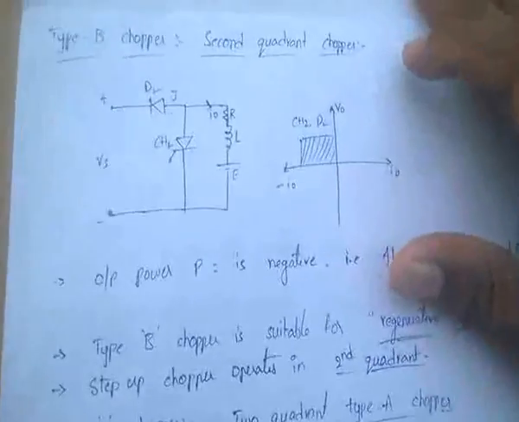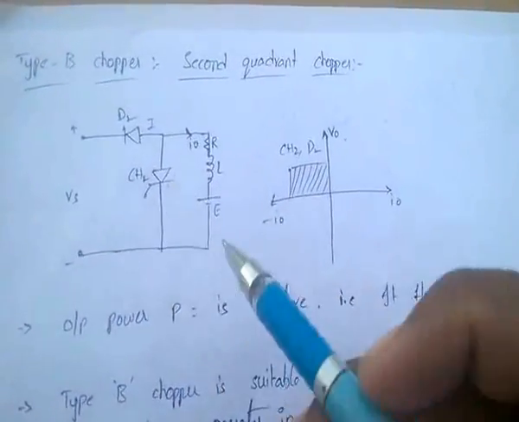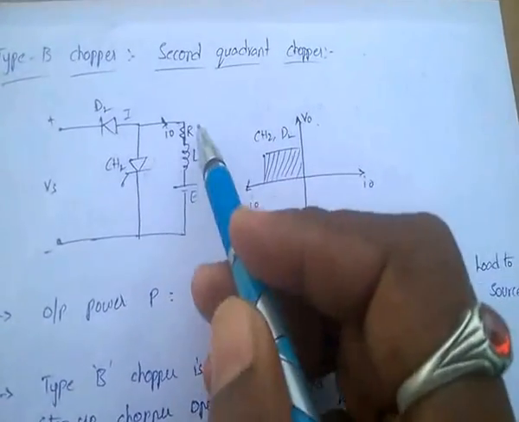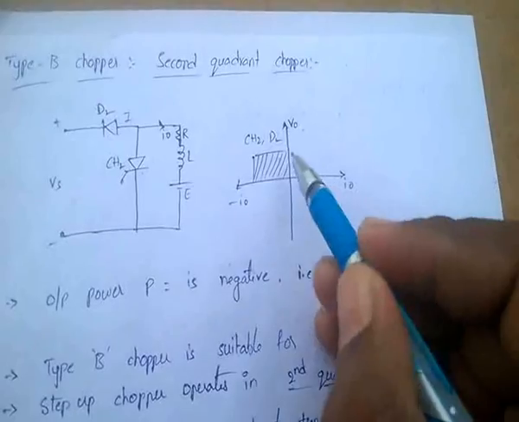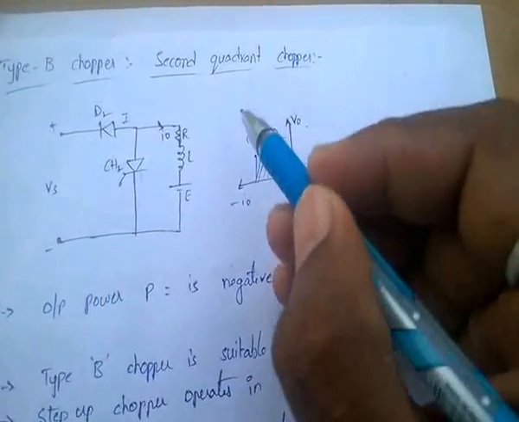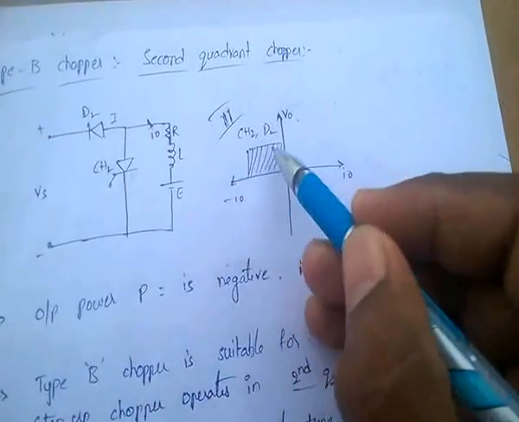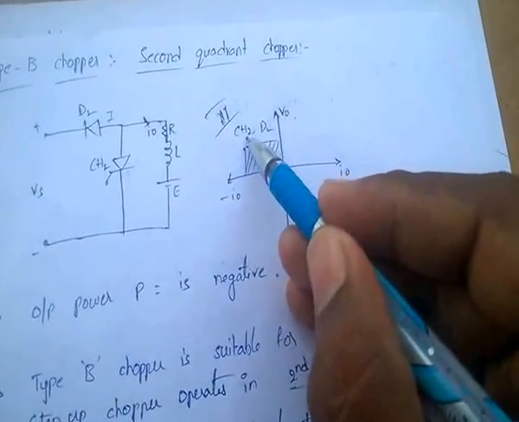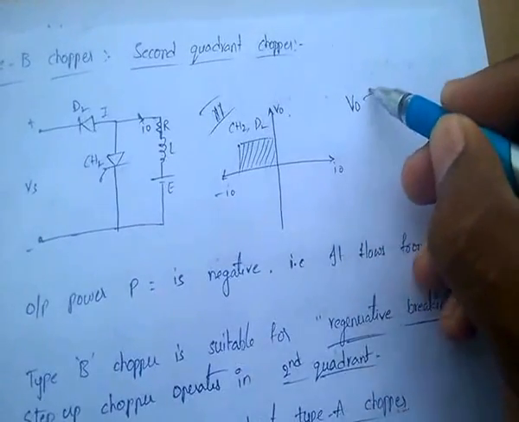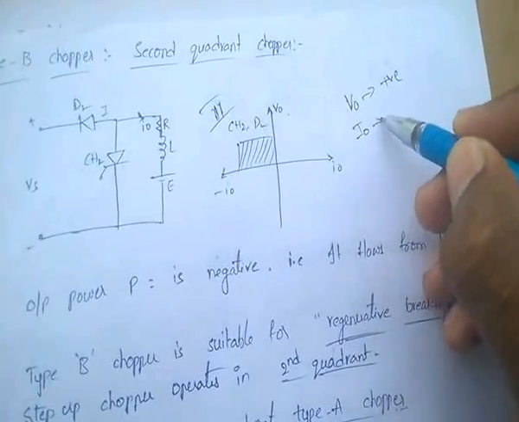I will explain here. This is the type B chopper. It has the supply voltage and the load, an RLE load, and this is the quadrant. In case of the second quadrant, the output voltage is positive and the output current is negative. So voltage is positive and output current is negative.